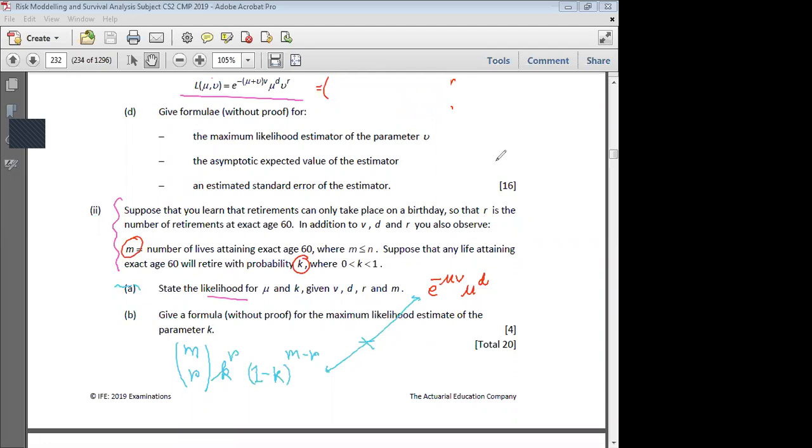What do you think? So tell me in words, what does K mean? Vanshita, are you there? Yeah. So can you tell me what does K mean here? What is K? In words. I'm not asking you the estimate of K. I'm just asking you what does K mean in words here? That if a life reaches age 60, the probability it will retire.